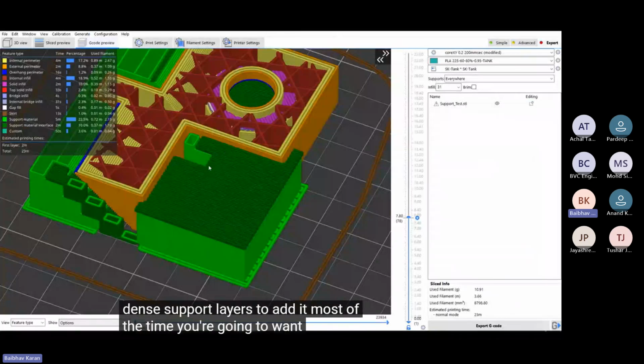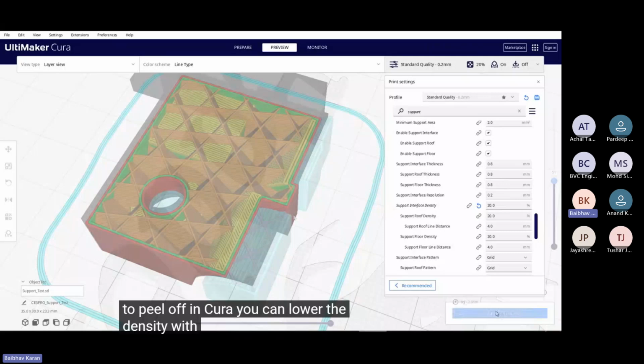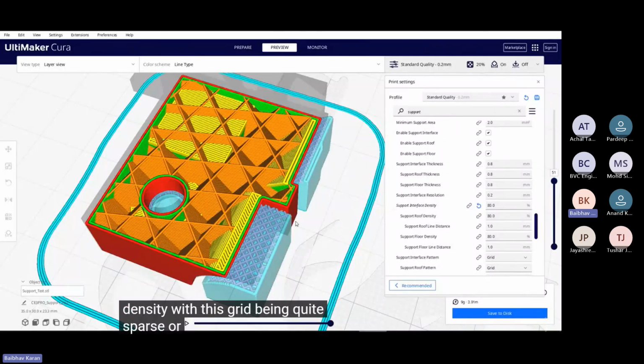Most of the time you're going to want this pretty dense, as that will give the flattest surface to build on top of. However, if you'd like to save filament, or perhaps you'd like to make this easier to peel off, in Cura you can lower the density, with this grid being quite sparse, or here in 80% being a lot denser.